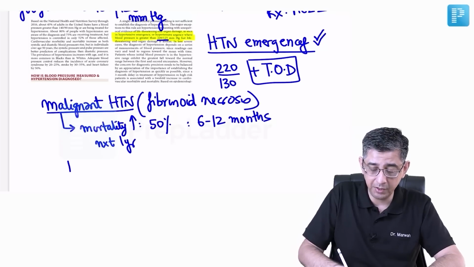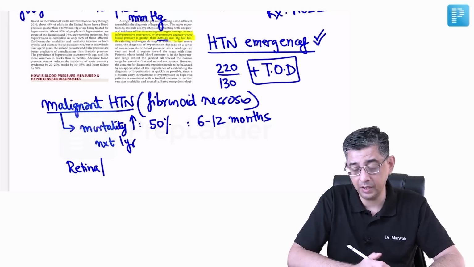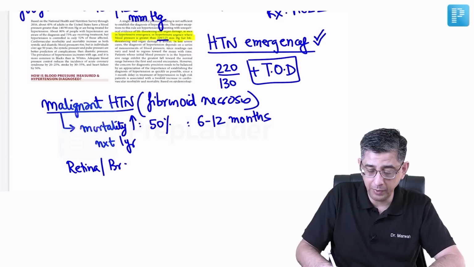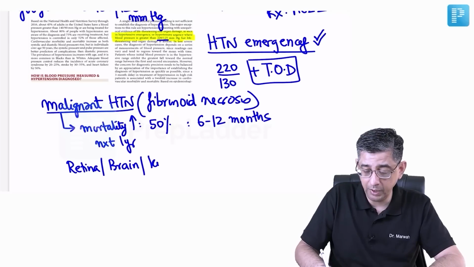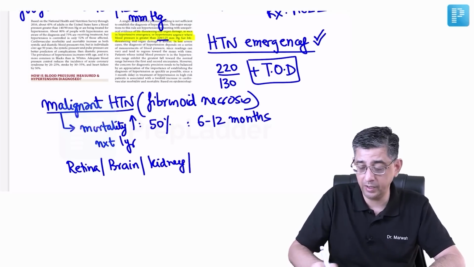In malignant hypertension, the target organ damage could be in the form of retinal hemorrhages occurring in the person, or it could be a putaminal bleed, an intraparenchymal bleed. It could be nephrosclerosis, and the person's kidney status has deteriorated.